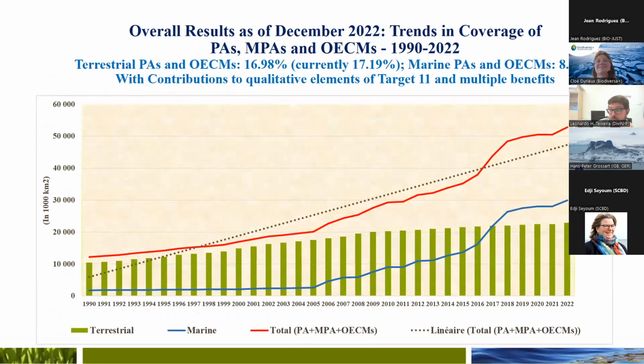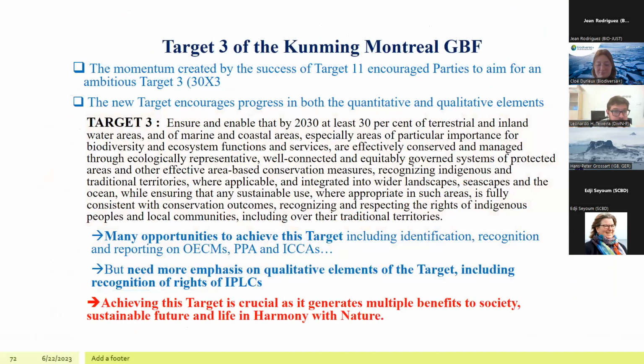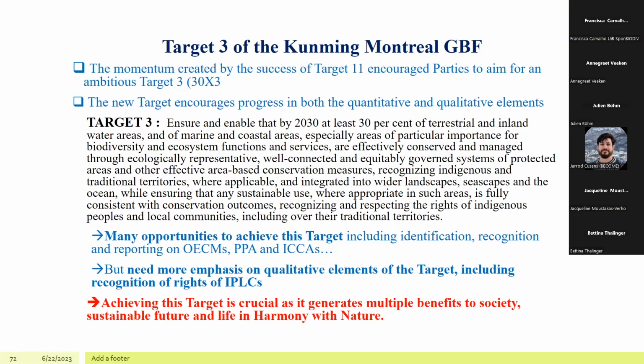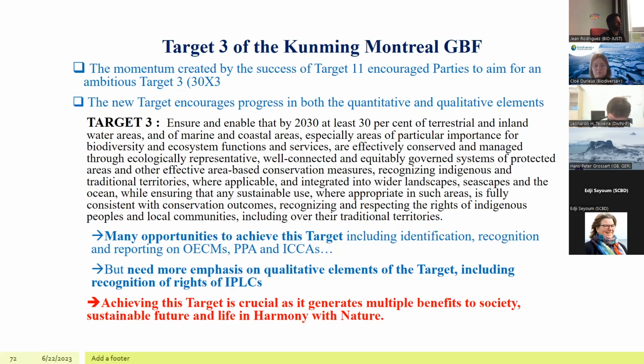Okay, the 30 by 30 refers to Target 3, which is ambitious and became known as the 30 by 30 because the Conference of the Parties decided that we need to ensure and enable that by 2030, at least 30% of terrestrial and inland waters and of marine and coastal areas need to be protected. But there are criteria, especially that areas of particular importance for biodiversity and ecosystem functions and services are protected, equitably governed, effectively managed, and whatnot.